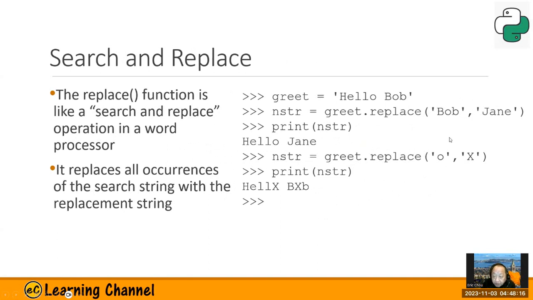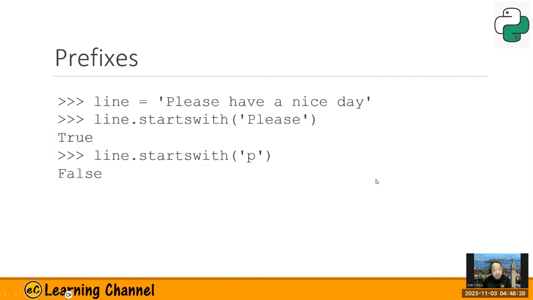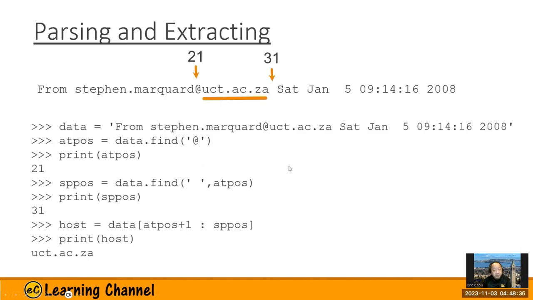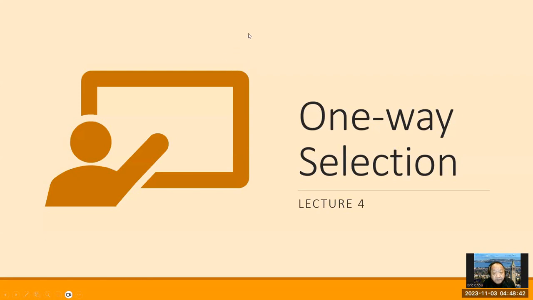You can also do replace. So with hello Bob, you can replace the Bob with Jane. So when you print the new string, you get hello Jane. Okay, this string we talked about already. So you can also check if the string starts with please or ends with something. Okay, this portion is too hard, so we go up to here, okay?